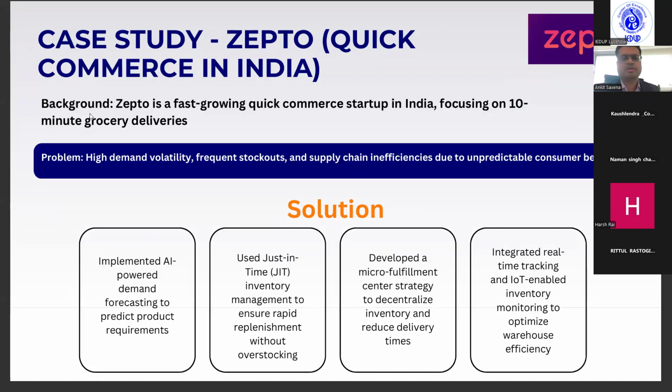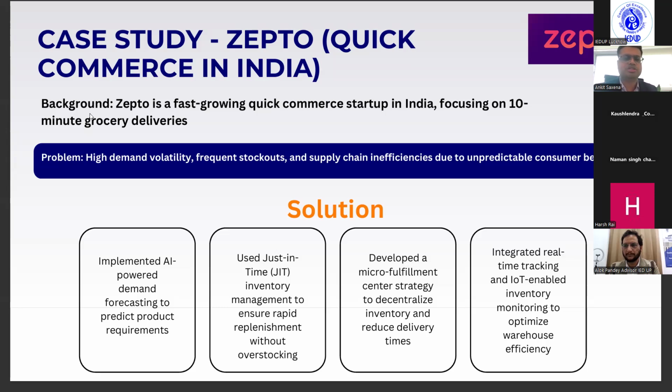So a quick case study about Zepto, which is one of the unicorns now in the country, and how they are utilizing AI, ML and just-in-time to maintain optimum inventory. There are some dark stores which have been created by Zepto across different cities, which stock certain products and different kinds of articles which are listed on their platform. And they maintain the optimum level of inventory for all these goods through the implementation of AI.